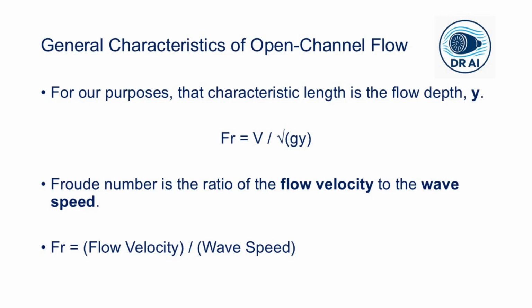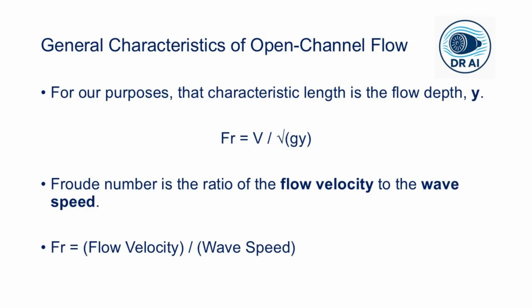Now, what does it represent physically? Think of the term square root of gy as the speed of a very small simple wave on the water surface. It's the speed at which a ripple will travel. So the Froude number is the ratio of the flow velocity to the wave speed. This particular ratio is what determines the entire personality of the flow.